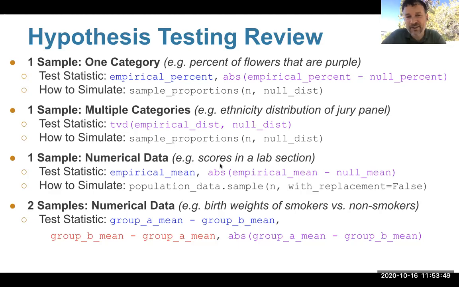If you've got numerical data rather than categorical data, and still one sample worth of data, then you might look at things like the mean of that data. You might look at the absolute value of the difference between the mean and what you'd expect from the null.